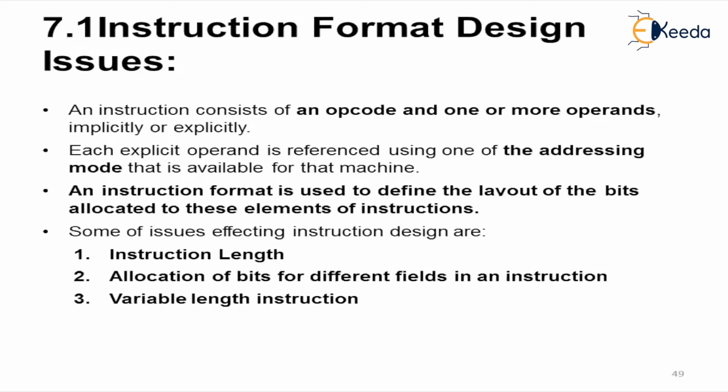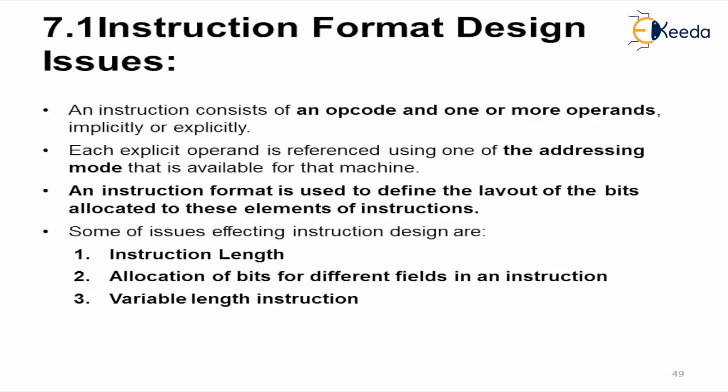Each explicit operand is referenced using one of the addressing modes that is available in the machine. An instruction format is used to define the layout of bits allocated to these elements of the instruction. So here you require the number of bits that are typically allocated for executing the number of instructions that are there. Now, there are certain issues with this format.